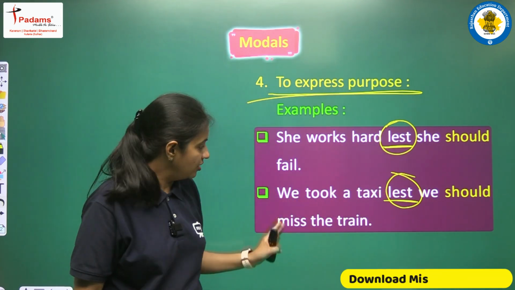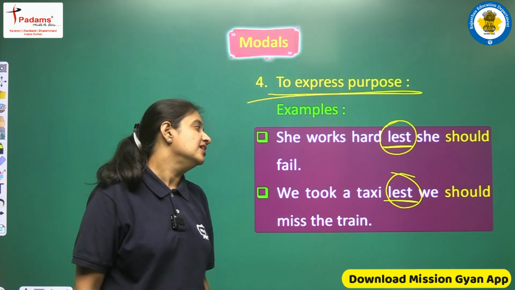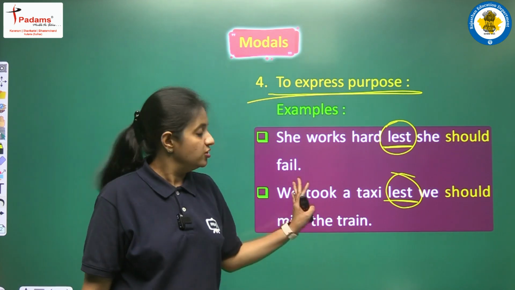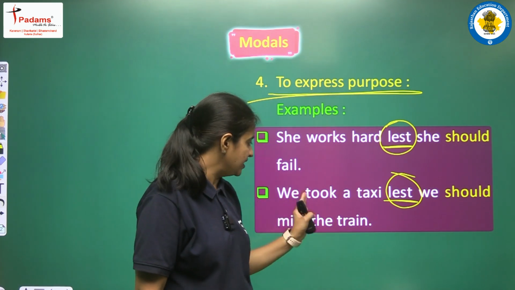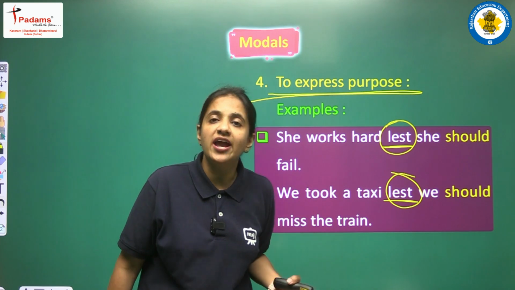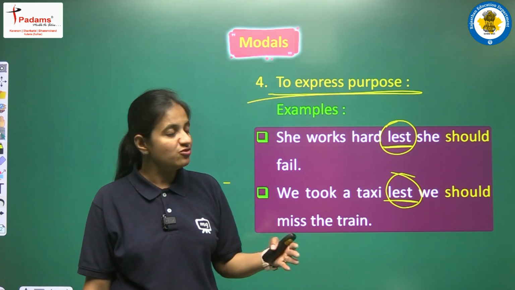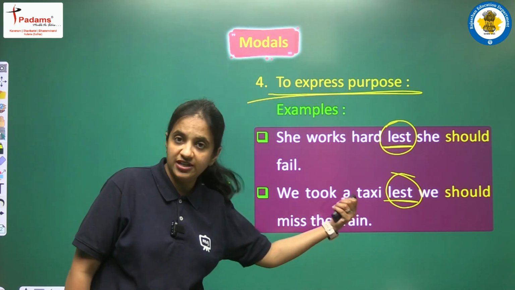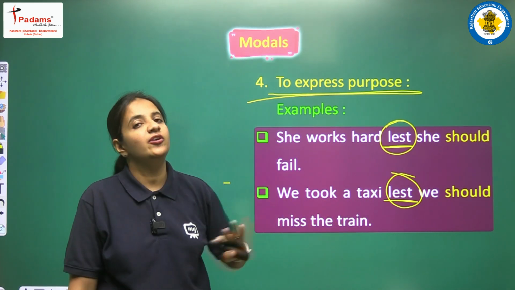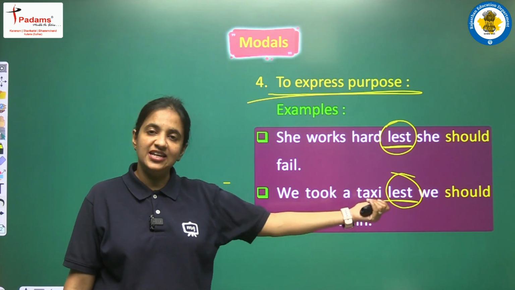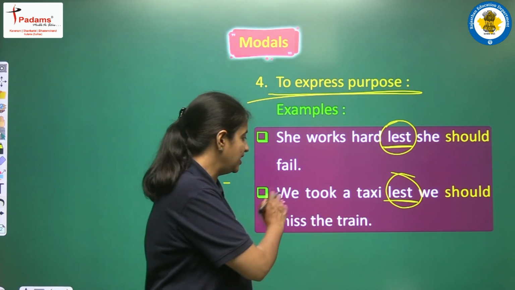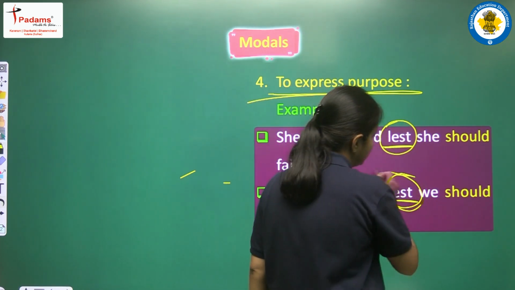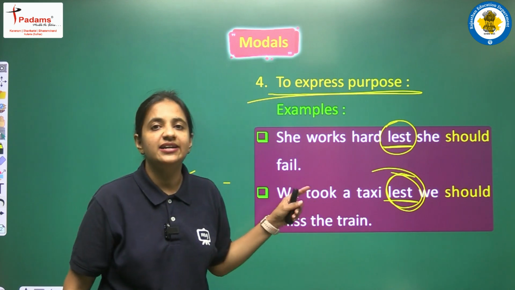Okay, now let's analyze the second sentence. We are having we took a taxi lest we should miss the train. So again let's see. We are saying that we took a taxi. Why? What was the purpose? The purpose was that we did not want to miss the train, and for that purpose what did we do? We took a taxi. So again we are showing the purpose of this thing, that why we took a taxi, and for that we are having should in the sentence and we are using this word that is lest.